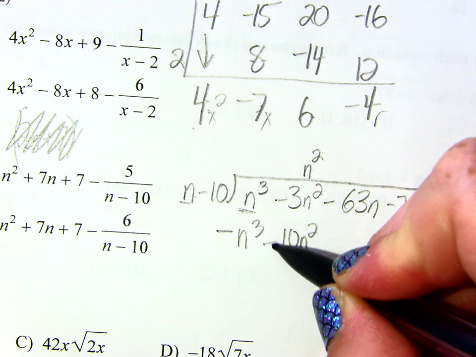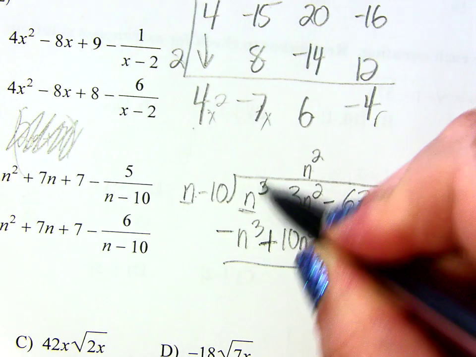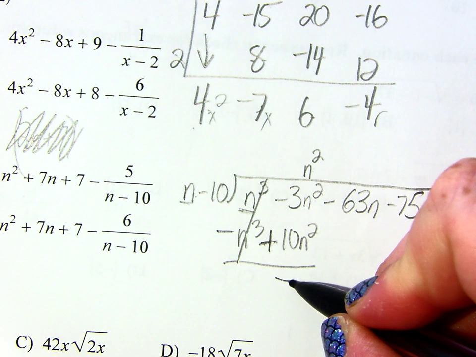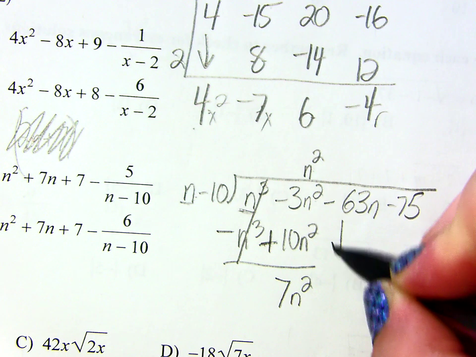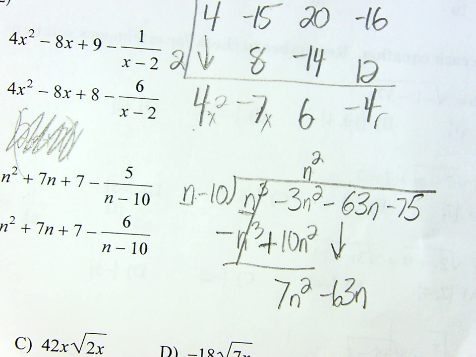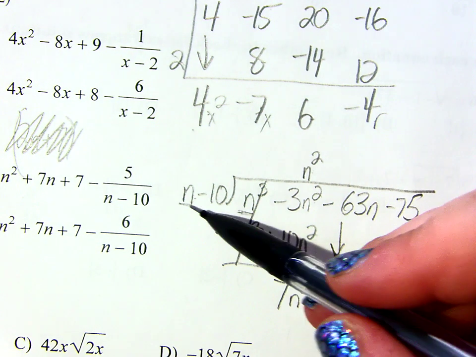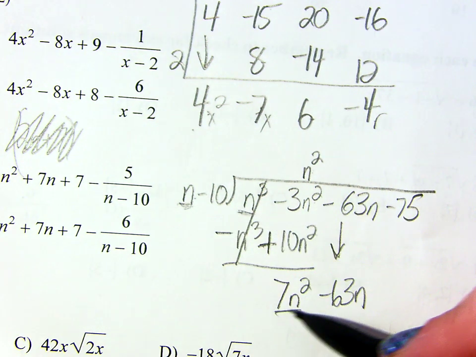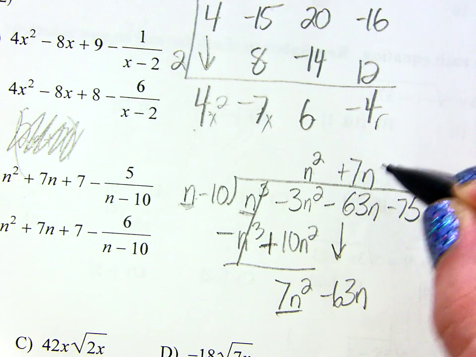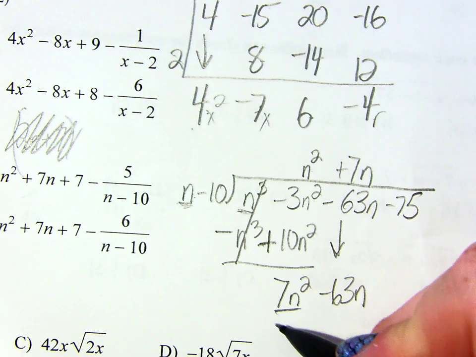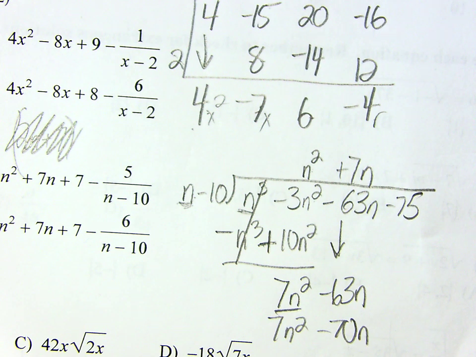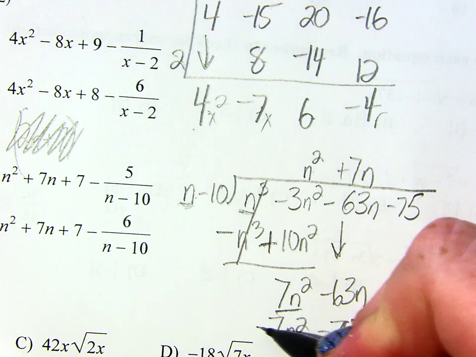So now that's a minus, and this becomes a plus. The n to the thirds cancel. Negative 3 plus 10 is a positive 7n squared. You drop down the next number. And then I keep repeating that process until I'm done. So what do I multiply n by to get 7n squared? 7n. So up top, I put a positive 7n. I multiply 7n times everything out in the front. 7n squared minus 70n. But then I must subtract both of these.